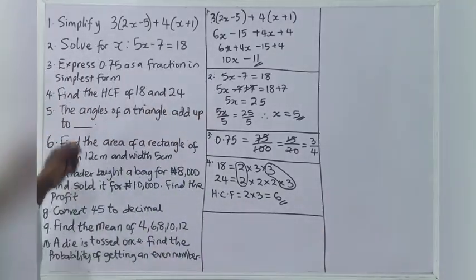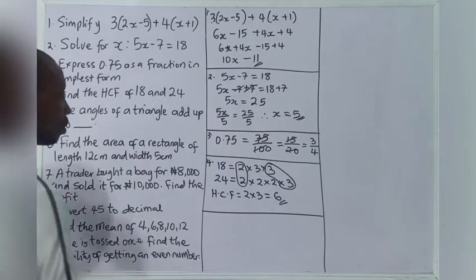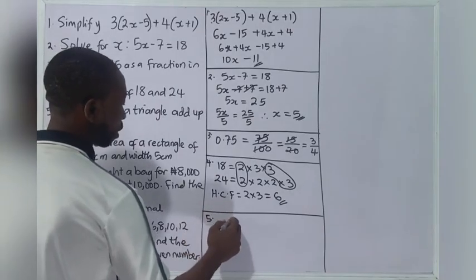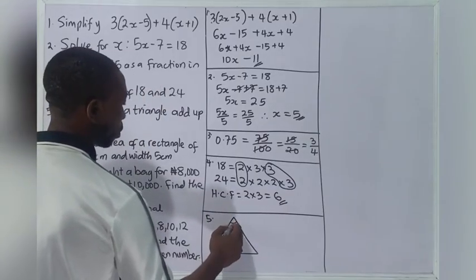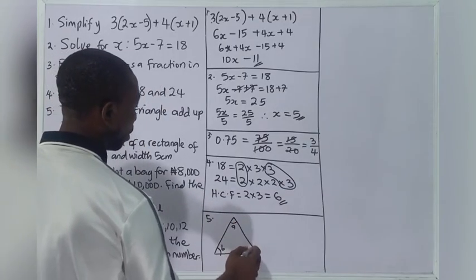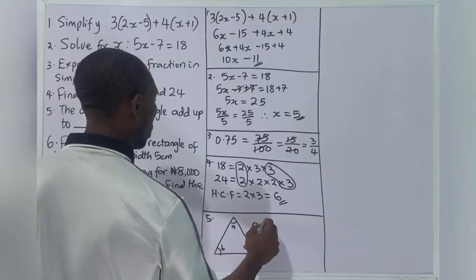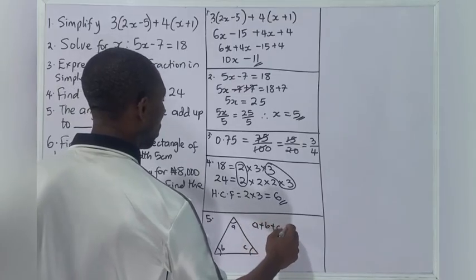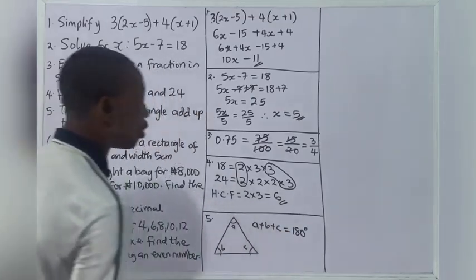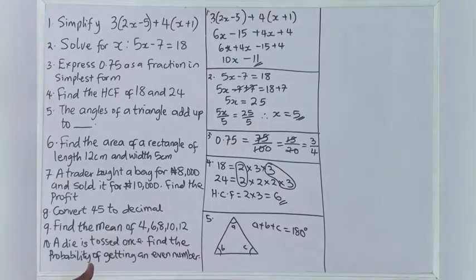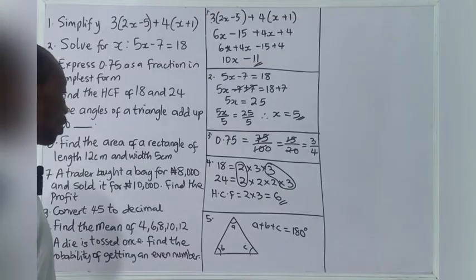Okay, to our question 5, it says the angles of a triangle add up to. Now, for a triangle, we know that a triangle has three angles, A, B, and C. So A plus B plus C sums up to 180 degrees. So the sum of angles in a triangle adds up to 180 degrees.